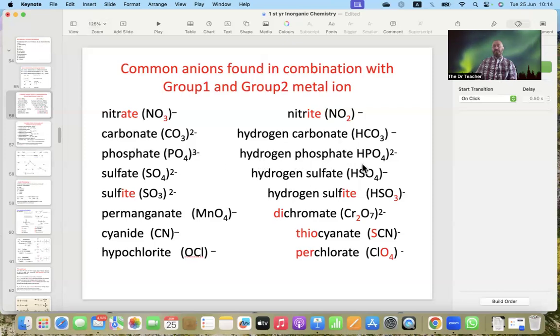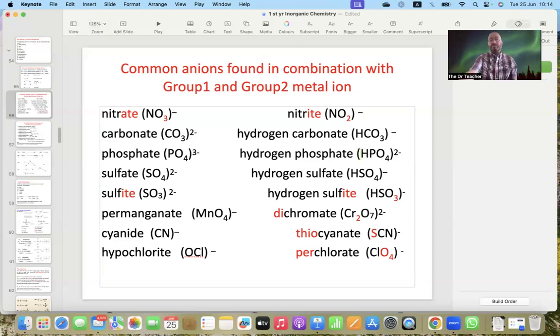Hydrogen phosphate will be HPO4 as a group, and the overall charge is -2. Why -2 here and -3 before? Because of the hydrogen. The hydrogen came inside, so it equalizes another minus charge, and that became less by 1. So the -3 became -2 because of the positive charge of hydrogen. So that will reduce the overall charge.